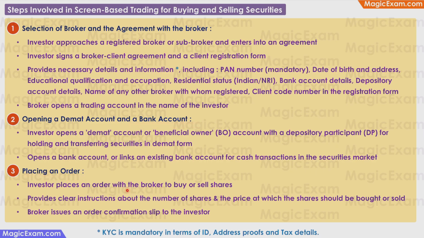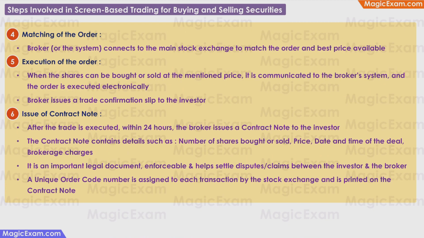Then comes placing an order. The investor places an order with the broker to buy or to sell shares. The investor provides clear instructions about the number of shares and the price at which the shares should be bought or sold. The broker issues an order confirmation slip to the investor, acknowledging all the details that have been provided by the investor.